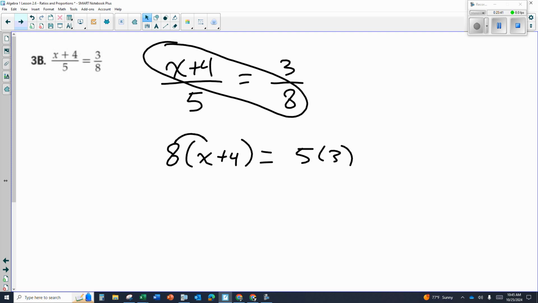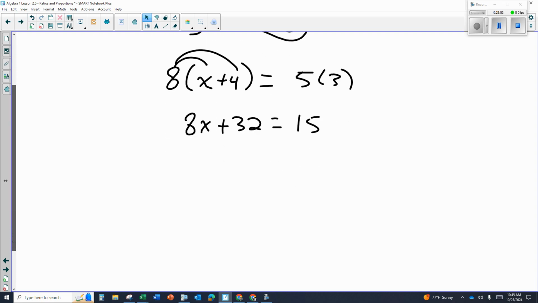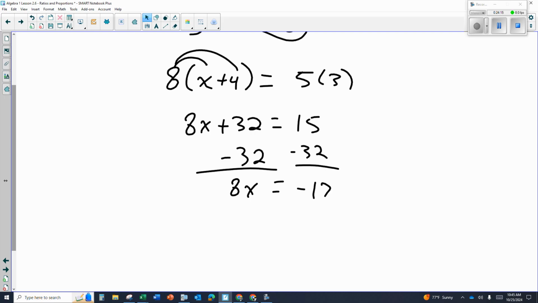Distributive property, 8 times x and 8 times 4. So we've got 8x plus 32 is equal to 15. Solving for x is going to take 2 steps. The first step is going to be to subtract 32 from both sides. So minus 32, minus 32. On the left-hand side, we've got 8x plus 32 minus 32. That simplifies to 8x. And then on the right-hand side, we've got 15 minus 32. That gives us negative 17.